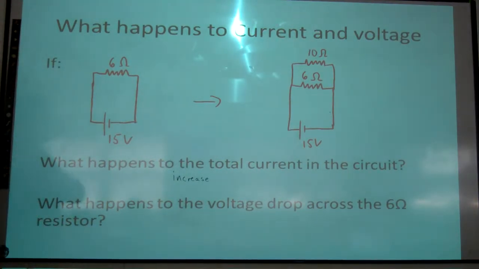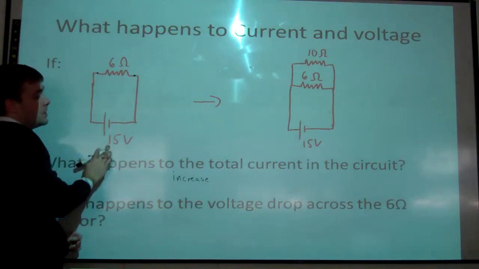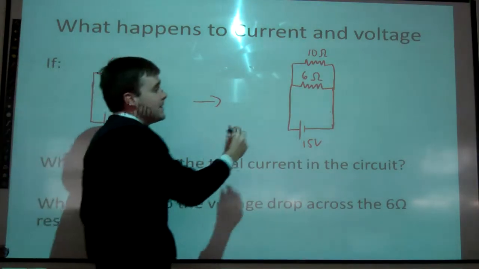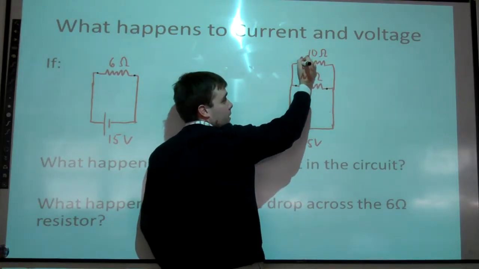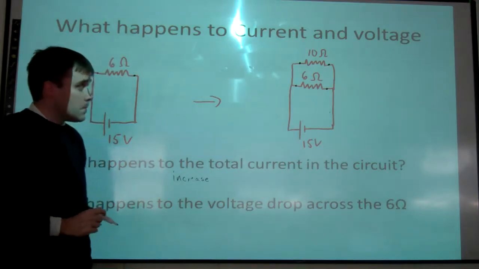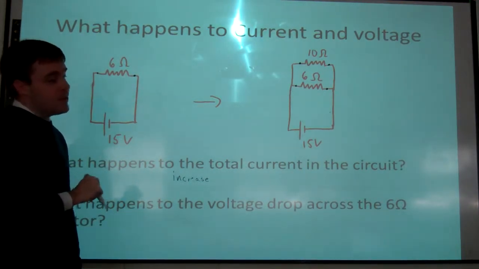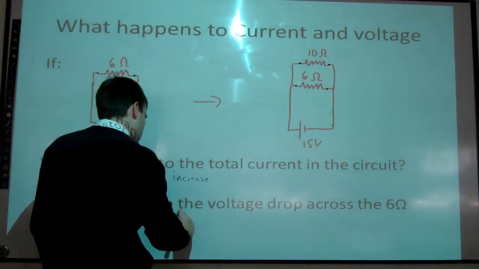Next, what happens to the voltage drop across the 6 ohm resistor? In this case, from here to here, it was 15 volts, because that's the voltage of the battery, and it stays 15 volts. The voltage from here to here is 15. The voltage in this branch is also 15. When you have two resistors in parallel, the voltage across each branch is the voltage of the battery. So this stays the same.